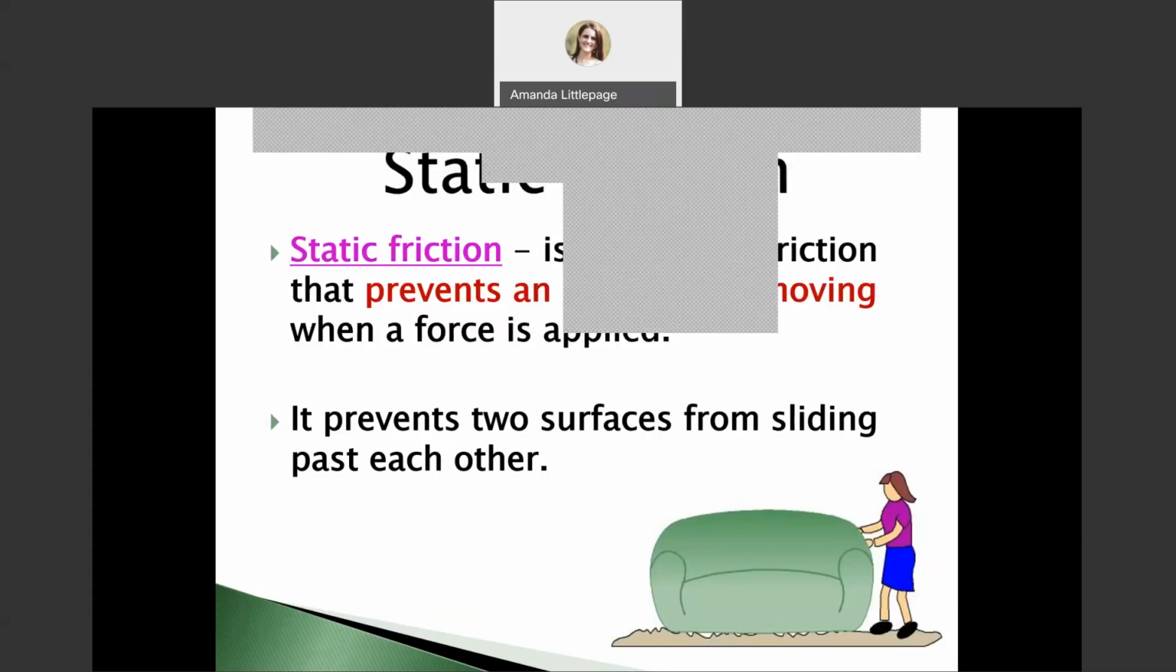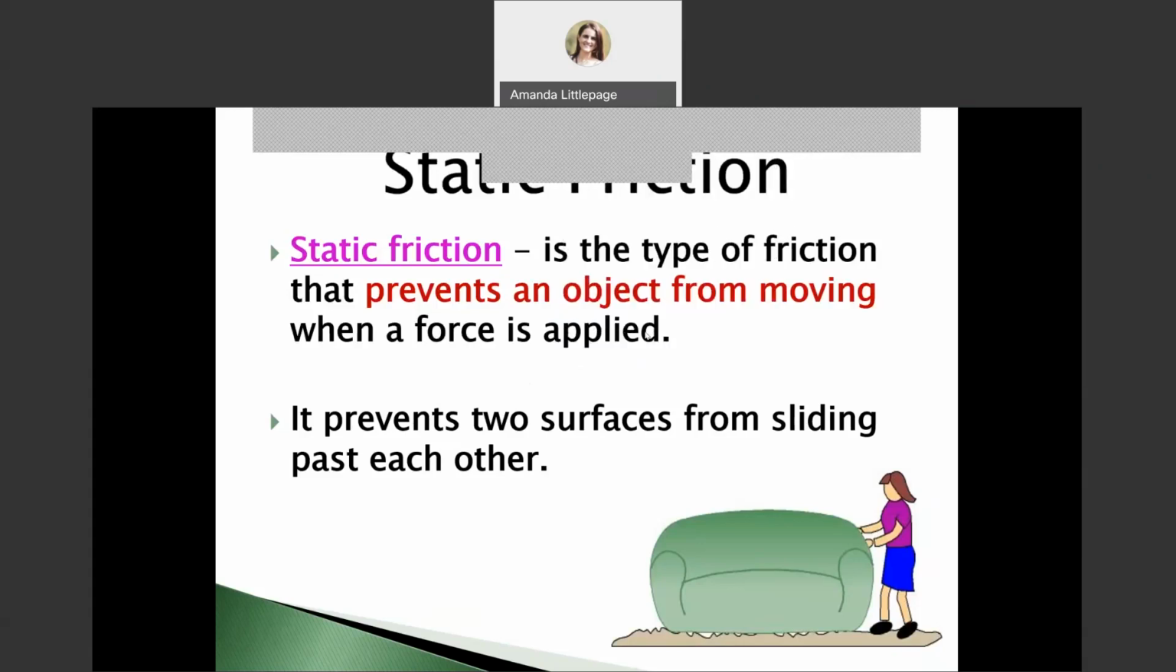Eventually you can overcome static friction, and then usually if you're pushing an object, you transition from static friction into what we call sliding friction, or the example that we had on that first slide. So again, static friction prevents an object from moving when a force is applied. So this is that little resistive force you might experience if you're trying to move an object.